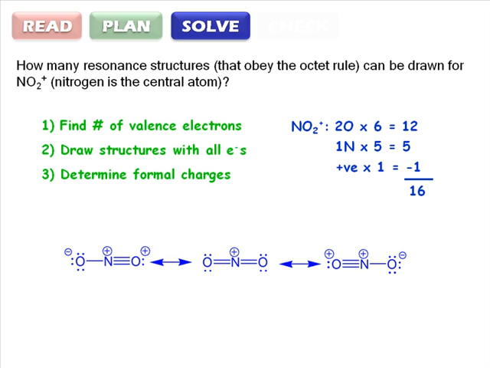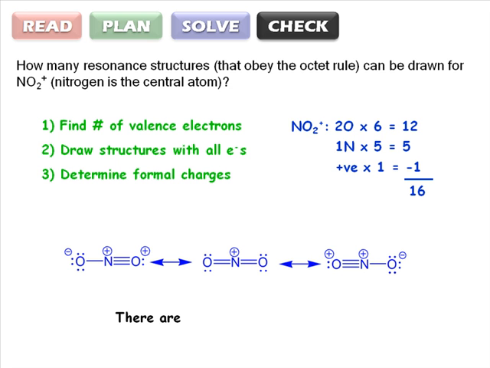Finally, check your work. Make sure all the formal charges add up to the correct overall charge for the molecule, and check that each atom has an octet. And make sure you answered the question. There are 3 resonance structures. Note that the central structure has the least formal charges. It's by far the most important of the 3.